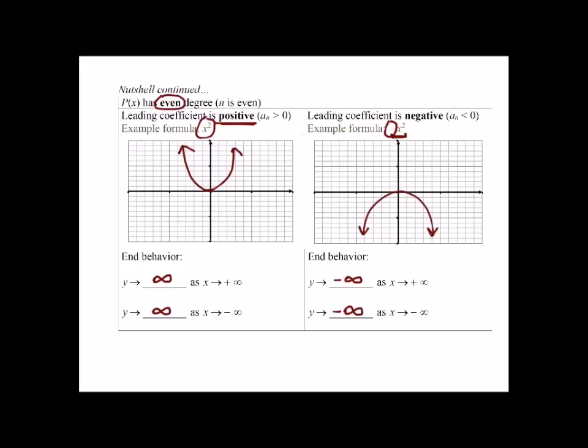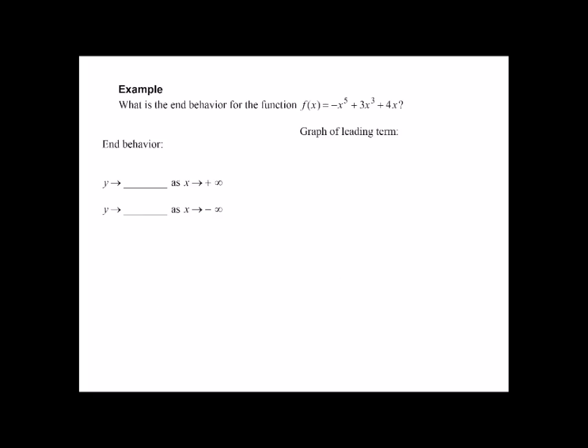So in a nutshell, we expect to see the end behavior of a polynomial with even degree always look like one of the following, depending on your leading coefficient being positive or negative. Let's do a quick example here to illustrate what we just talked about. We look at the polynomial here and we try to decide the end behavior of it.